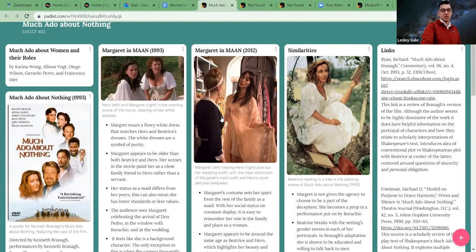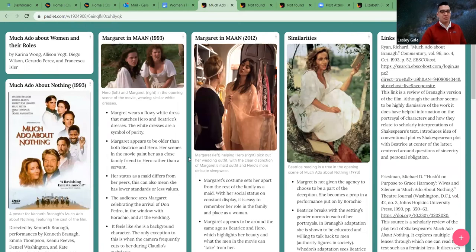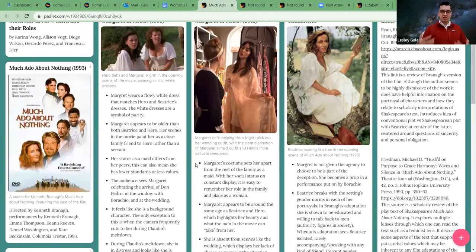Okay, so Margaret in Kenneth Branagh's Much Ado About Nothing wears this white and flowy dress, which symbolizes purity. And this whole adaptation is very idyllic compared to the one that we'll be discussing later. It shows this very happy-go-lucky, almost commune type of living where these people are happy.